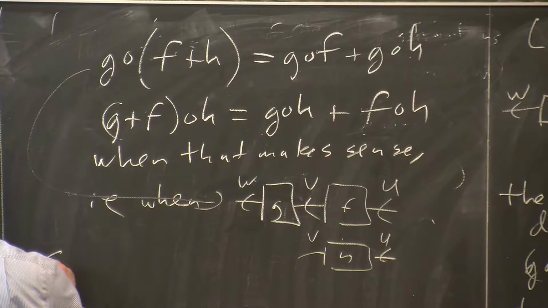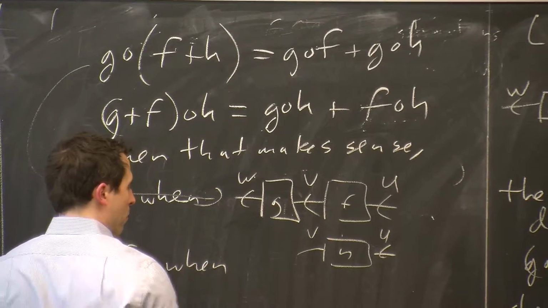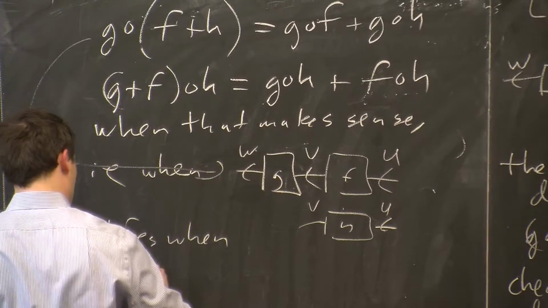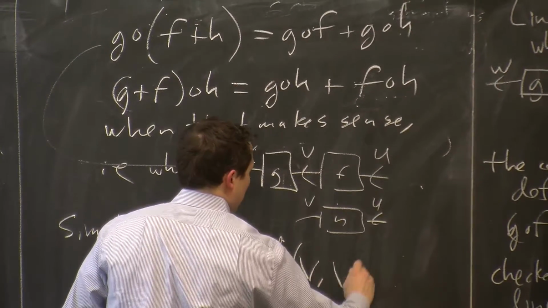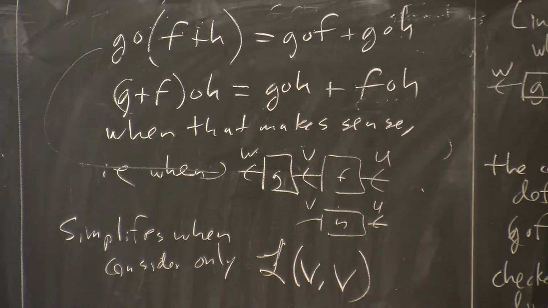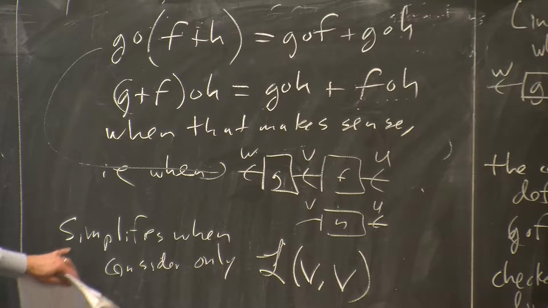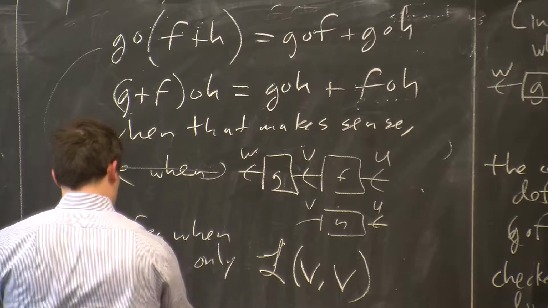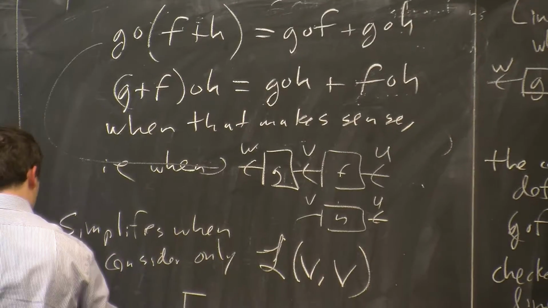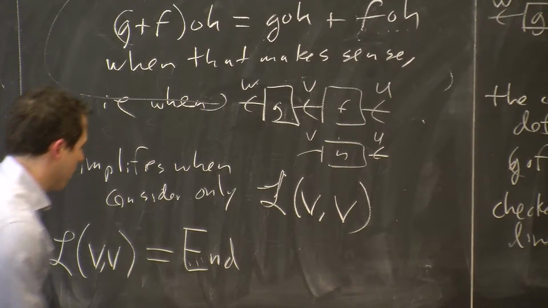Now, all this simplifies a bit to something more familiar when we consider only linear transformations from a vector space to itself. Right? Because then I don't need this business about when that makes sense. I don't need to worry about whether or not the domain and the codomain of my linear transformation match up. So this thing has a special name, like many things do. So you'll sometimes see this called endomorphisms, endomorphisms of a vector space V.